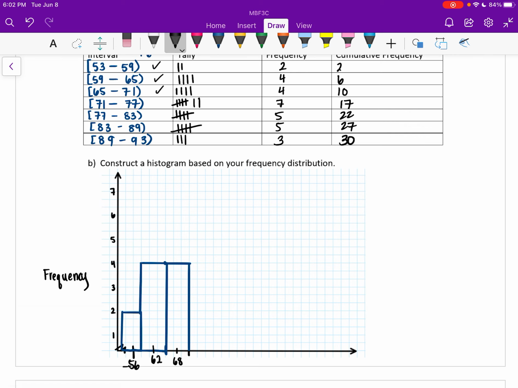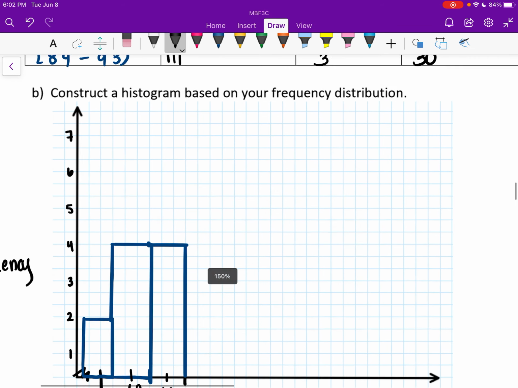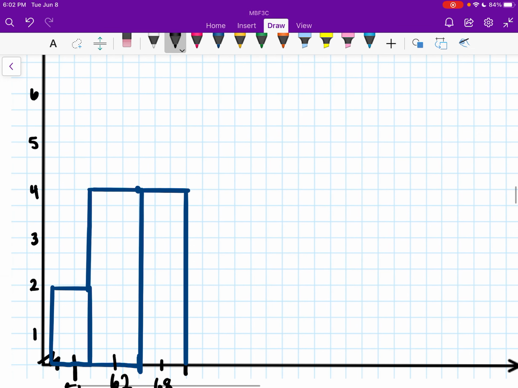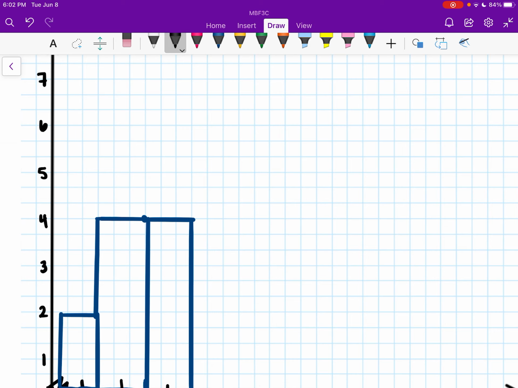I'm going to go to my fourth interval, which is the 71 to 77 range. That has a frequency of 7, so that has the highest frequency. Let's go up here and draw a line from here to 7. Oops. Wrong color.